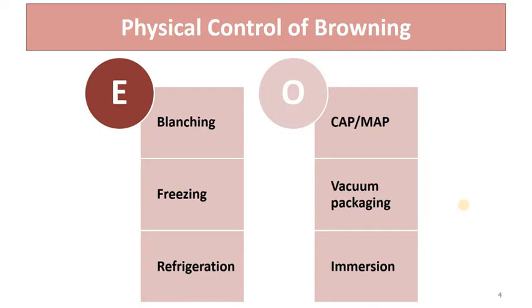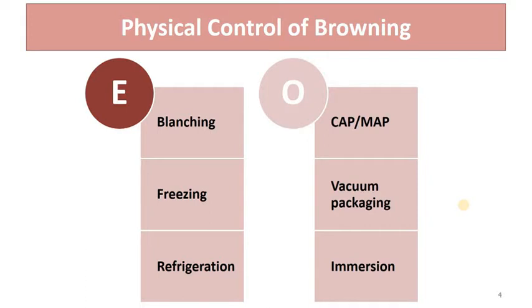So what we can do is immerse the product in either water, brine solution, or sugar solution. And some people also want to immerse in honey. What is very important when it comes to this physical control of browning is that whatever method you want to use to prevent browning has to be compatible, because I cannot immerse my peeled bananas in a salt solution. It's going to taste salty, so it's changing the taste profile.